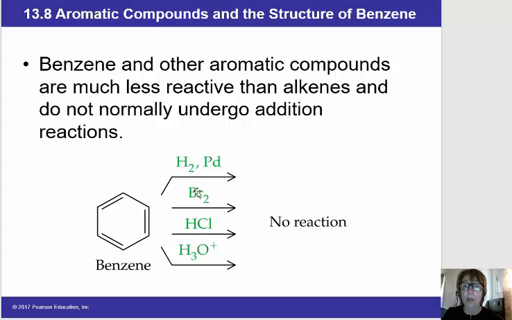So we know that these reagents, hydrogen, halogen, HCl, HBr, react with alkenes. We know how to make that happen. When we add these to a benzene ring, no reaction happens. So that's experimental evidence piece number 1, that this does not react like an alkene does.